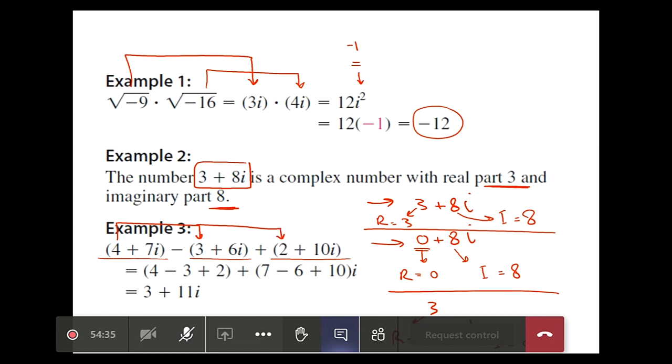4 minus 3, why minus 3? Because we have a negative, don't forget, put the negative inside the brackets. Okay, 4 minus 3 is 1. 1 plus 2, so we have 3. And add and subtract the imaginary parts together. So we have 7i plus 6i plus 10i. This is correct. 7, we need to find the 7i plus 6i plus 10i. This is correct.